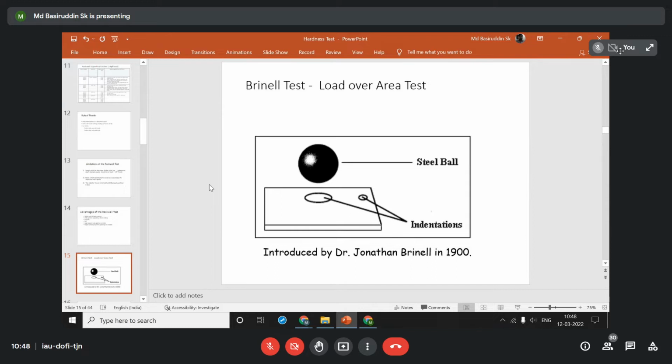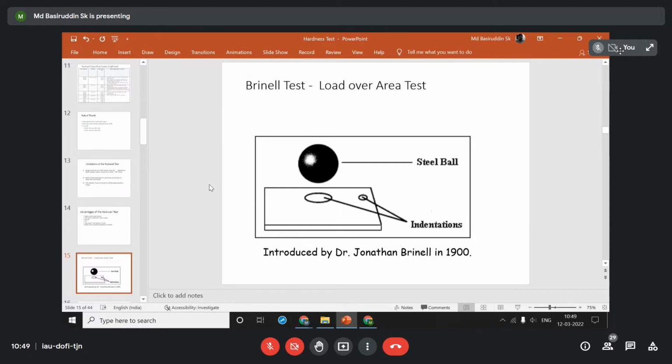He suggested that to get the correct BHN, that is the Brinell hardness number, the ratio of the indentation diameter to the indenter diameter should be in a particular range, which he specified as 0.25 to 0.5. If we go less than that value, the hardness value would be overestimated. That means the hardness of that material would appear very high if the indentation diameter, small d, is very small compared to the capital D, the indenter diameter. That means the load is insufficient to make an indentation on the material, so we have to increase the load.